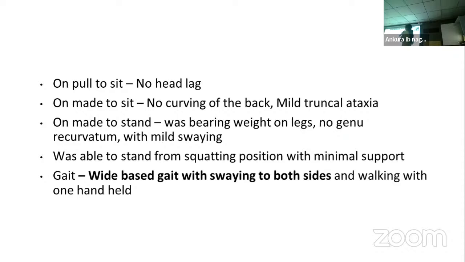On pull to sit, there was no head lag, and when the child was made to sit, no curving of back, but there was mild truncal ataxia. When the child was made to stand, he was bearing weight on legs. There was no genu recurvatum, and there was mild swaying. He was able to stand from squatting position with minimal support. When the child was made to walk, he had wide-based gait with swaying to both sides, and he was requiring support to walk.